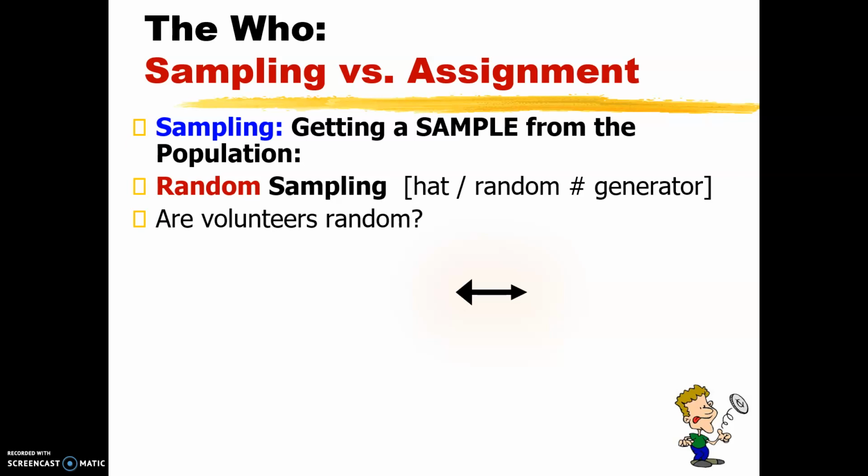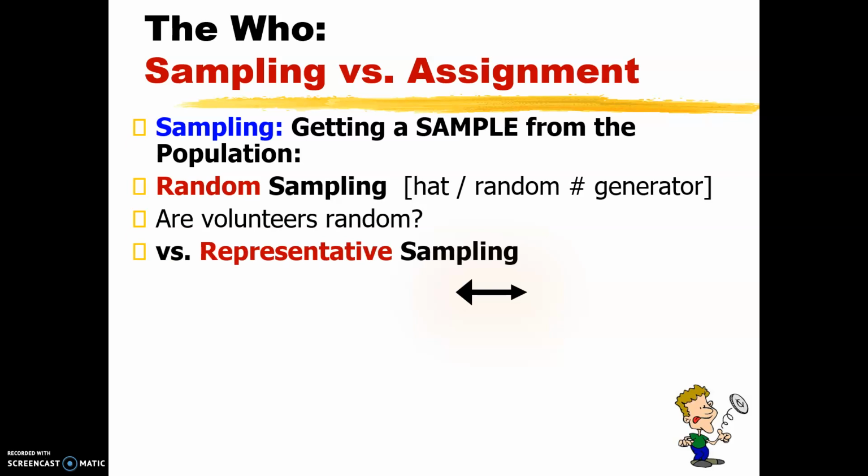Hopefully, you know that volunteers are not random, because there's something significantly different about people who do volunteer to be part of it. So that makes a biased sample. And a lot of times, yep, samples are biased, even though we try not to be.